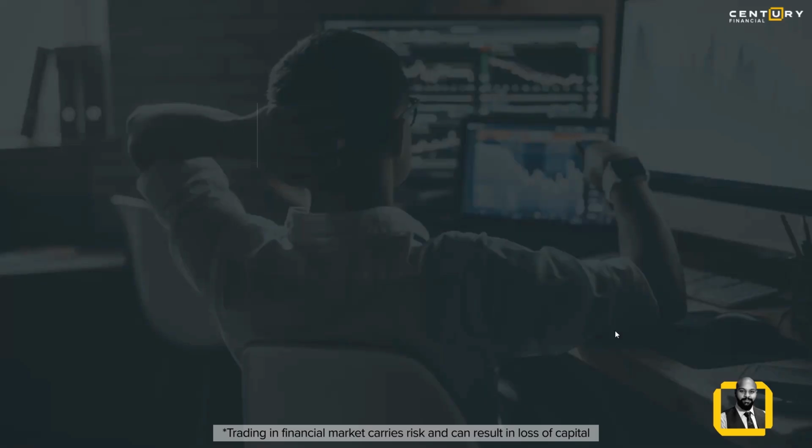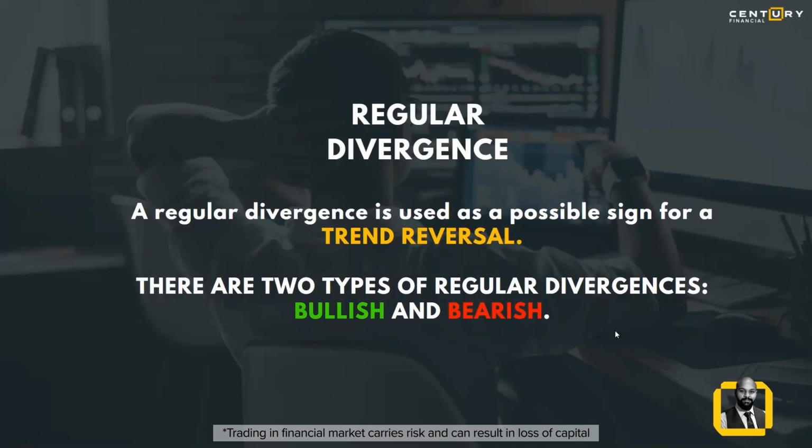Now, moving forward to an example of a regular divergence. There are two types of divergence of the RSI. Most popularly used is the regular divergence. The other one you probably might not hear of as often, but the regular one is what most technical analysts keep looking out for. A regular divergence is used to identify a possible sign of trend reversal.